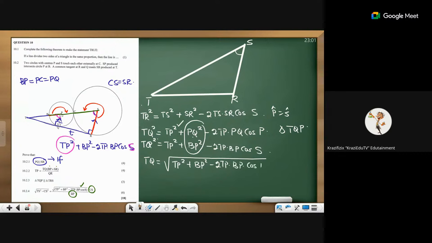All right, I see. So this is what the examiner has. The examiner has TQ here. They have S here. They have BP here. And we said, if you remember, this must be equal. Can we go prove that now? TR, BP. Okay. And TQ.